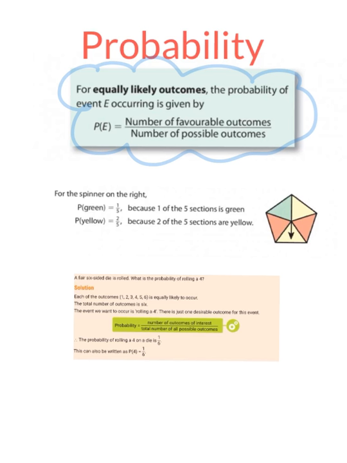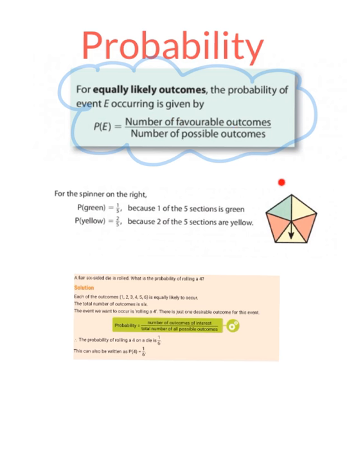This is our definition. For equally likely outcomes, the probability of event E occurring is given by the definition: probability of an event E equals the number of favourable outcomes all over the number of possible outcomes. Now, favourable outcomes could be what the question is asking, so what are they looking for? Or you could write it as the number of outcomes of interest. So it's the number of favourable outcomes all over the number of possible outcomes.